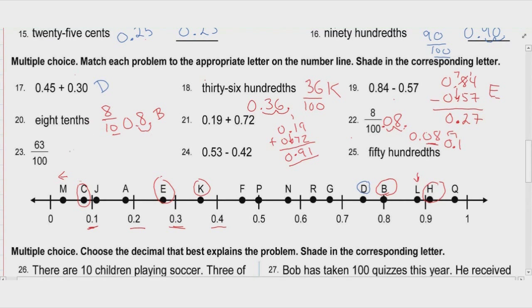Problem 23, we have 63, and we have 2 zeros, so we move the decimal 2 spaces. 1, 2. It's right there, and we add a 0, so we get 0.63. So that means it's between 0.6 and 0.7. So which one would it be? Would it be R or G? Well, since it's 0.63, it means it's closer to 0.6. And R is the closer one, so I would choose R.